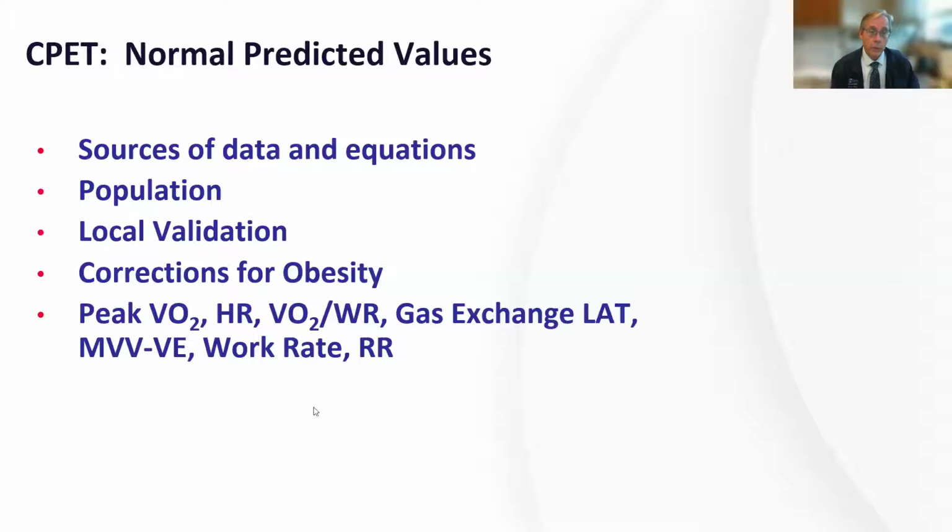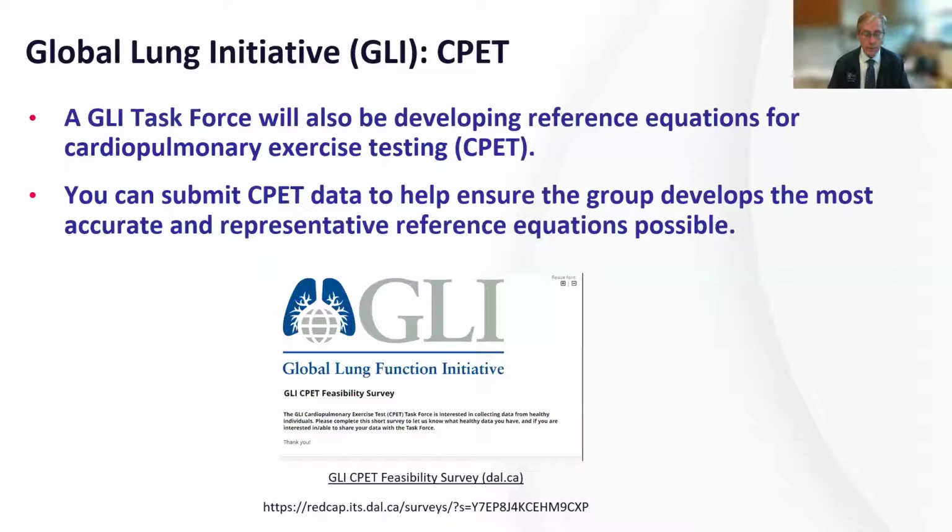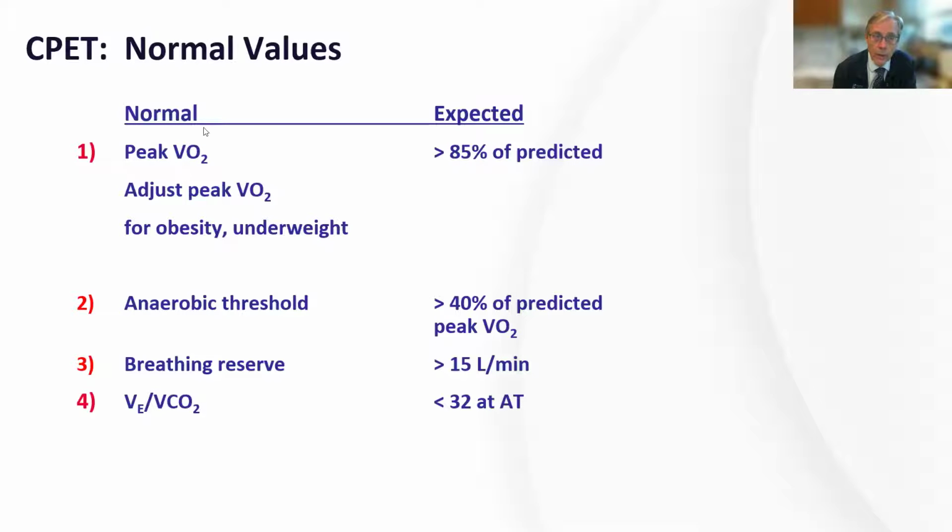And finally, you want predicted values for each one of these things if you can get them. I'm going to say I don't have a complete answer for this. GLI, as they've attacked pulmonary function testing, they're now after trying to do the same thing for cardiopulmonary exercise testing, using data from a lot of different centers throughout the world. So we'll see how all that goes. But for now, what I tend to use is a peak oxygen uptake around 85% of predicted. If it's above that, then it's probably something that's okay. Anaerobic threshold more than 40%.